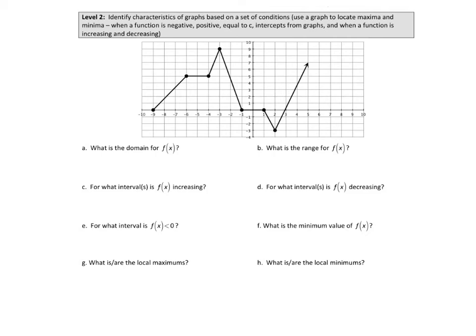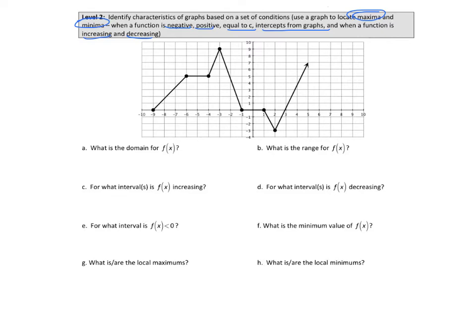In level 2, you will be identifying characteristics of graphs. You'll be looking for local maxima and local minima, which are high points and low points, when a function is negative, when it's positive, when it's above or below the axis, when it equals a certain value. You'll be finding x and y intercepts, and when a function is either increasing or decreasing. And a lot of this can be done with a calculator, and you'll be expected to know how to do it with a calculator.